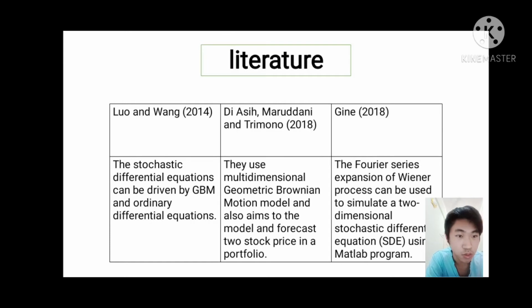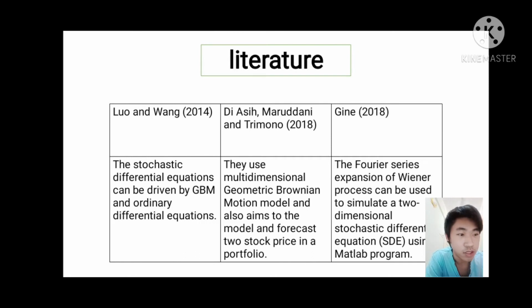The first one is Rowe and Wong in 2014. The stochastic differential equation can be derived in GBM and ordinary differential equation. The second is Dr. Muradani and Trimono in 2018. They used the multidimensional geometric Brownian motion model, and their aim was to model the forecasting of two stock prices in a portfolio. The last one is Jean in 2018.